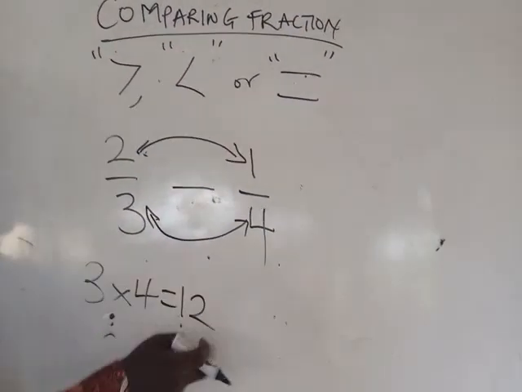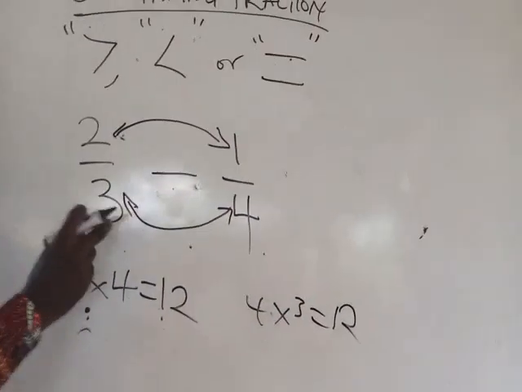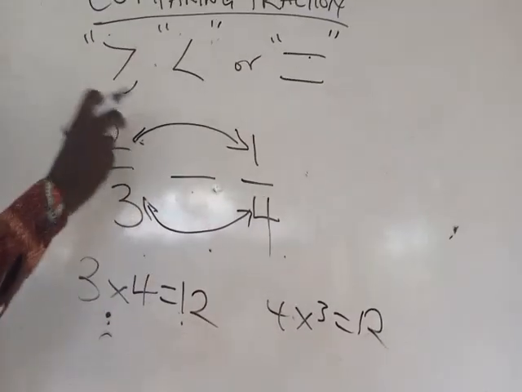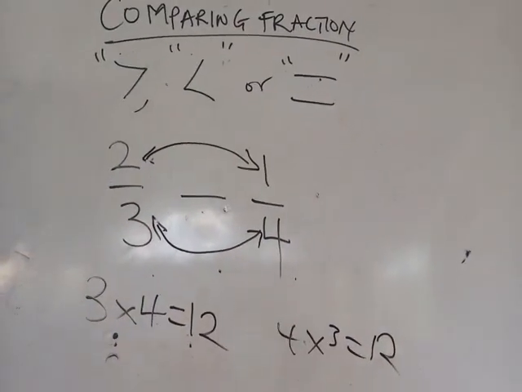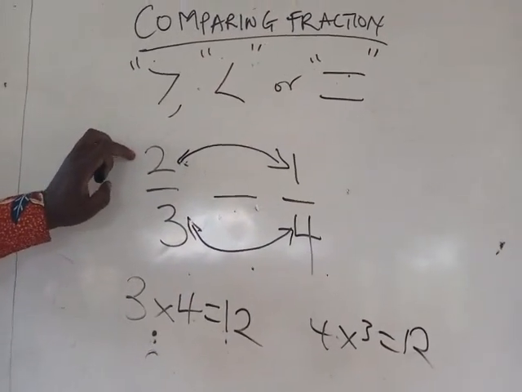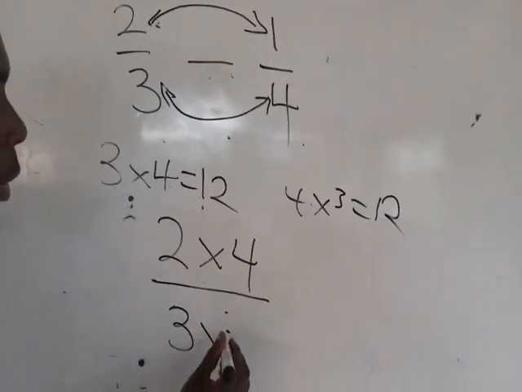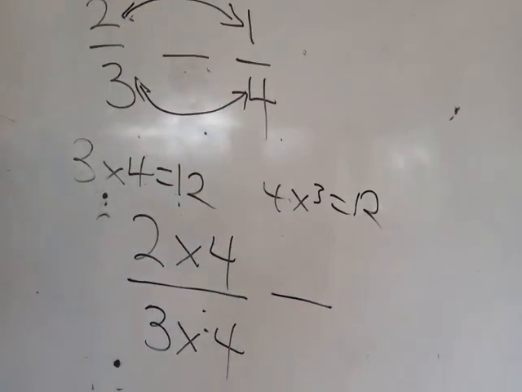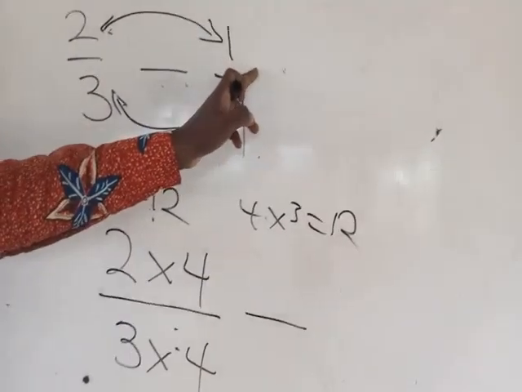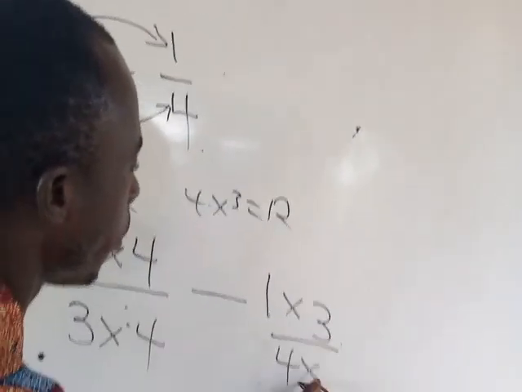3 times 4 is what? 12. So to change this one, 4 times 3 is what? 12. And once I have multiplied the denominator of this fraction by 4, you multiply the numerator 2 by 4. Take note. Once you've multiplied this denominator by 4, you multiply the numerator 2 by what? 4. So it becomes 2 times 4 over 3 times 4. Dash. For the second, I multiply the denominator by 3. This means you also multiply the numerator by what? 3. So it becomes 1 times 3 over 4 times 3.